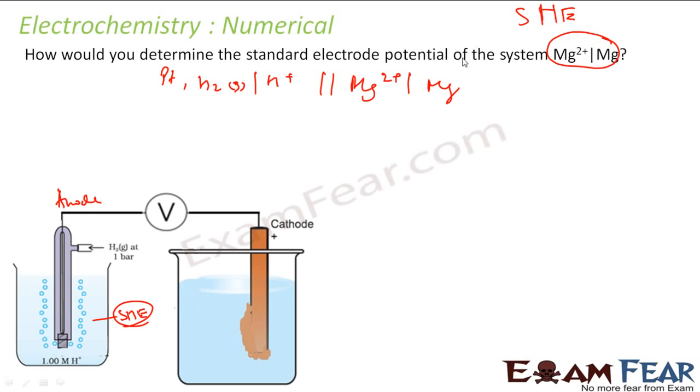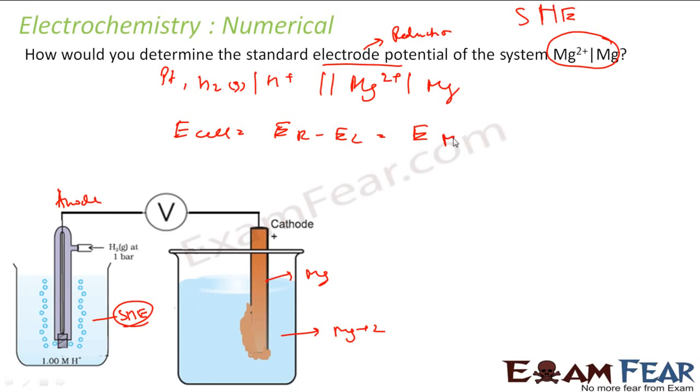And why is this the cathode? Because you're telling me to find the electrode potential, that is nothing but reduction potential. Since reduction will happen here, what you get is the exact value. So in this case, E cell will be what? E right minus E left. E right is this Mg, Mg2+ solution here. So this is E of Mg2+/Mg minus E of left, that is hydrogen, H2 to 2H+.